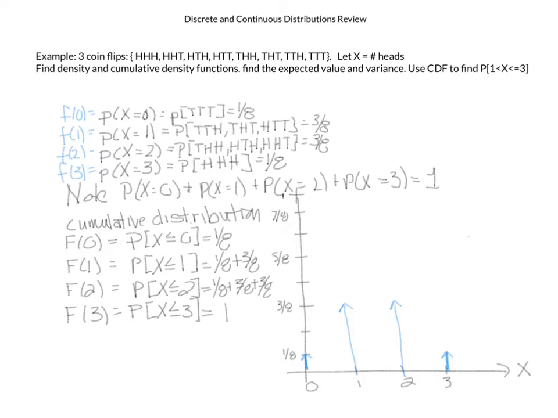Now I'm ready to plot my cumulative distribution. So I'm at 0 all over here until I hit 0, and then I spike up to 1/8. And then I continue at 1/8, and I stay at 1/8 until I get to 1, and I pick up another 3/8, so that puts me at 1/2. That's right here, my 1/8 plus 3/8. So now I'm at 1/2 until I get to 2, and then I can come up to 7/8. That's this point here. And I keep going at 7/8 until I hit 3. And now I am at 1, and I stay at 1 forever.